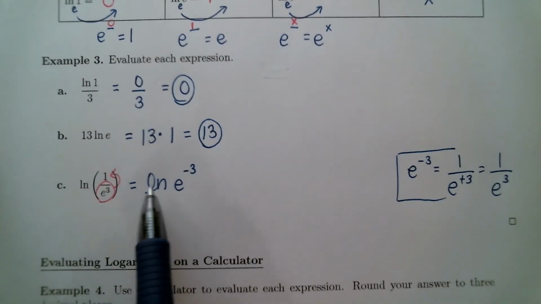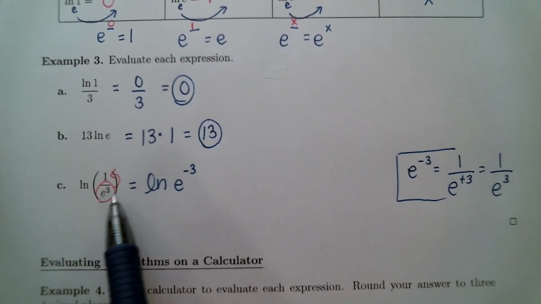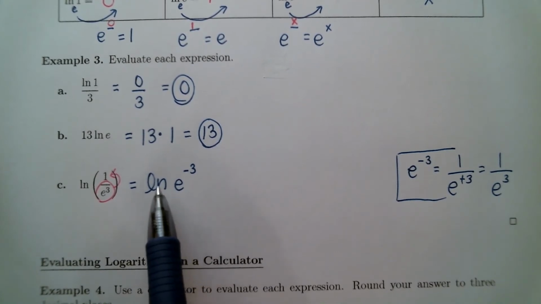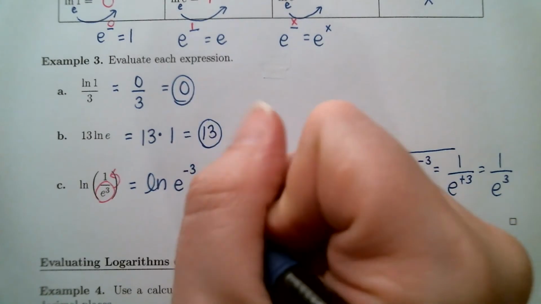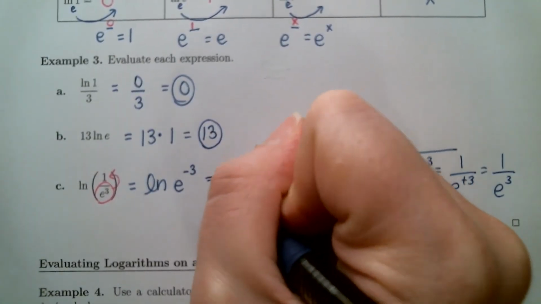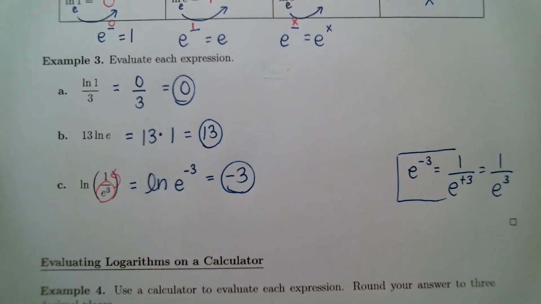Okay, so you can rewrite this in this fashion. Now the ln and e are side by side. They will cancel out and the exponent will come down, and the answer is negative 3.